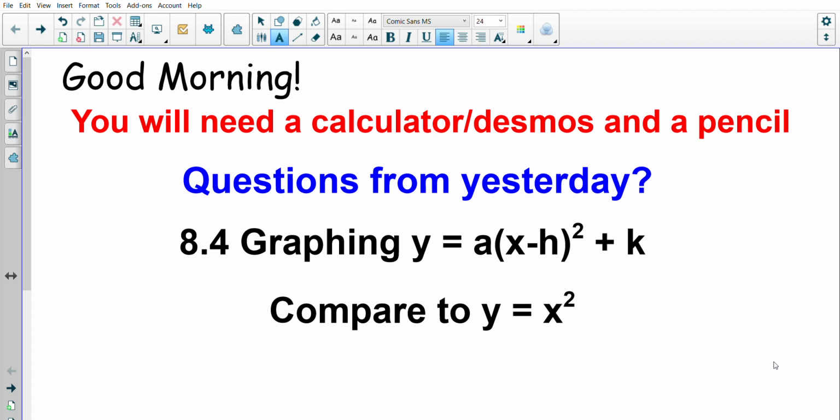Good morning. I'm going to go over some information about graphing parabolas again today. And we're going to look at what's called vertex form. That's y equals a times x minus h squared plus k. And we'll see how it compares to our basic parent function, y equals x squared.